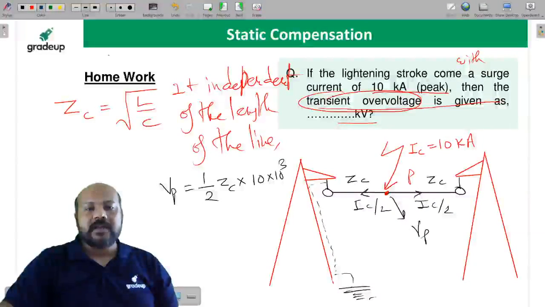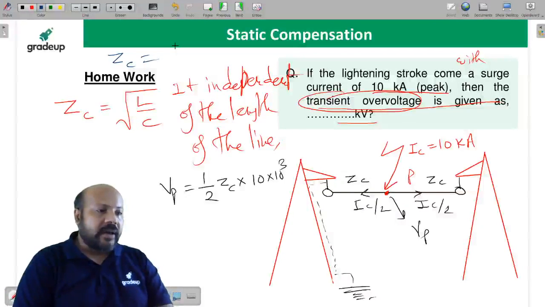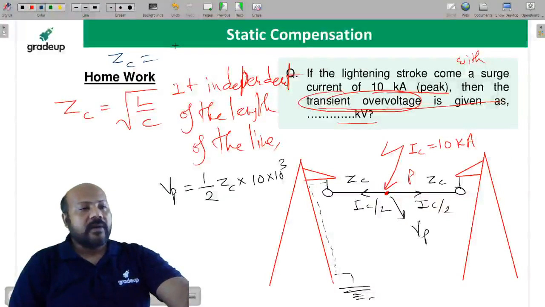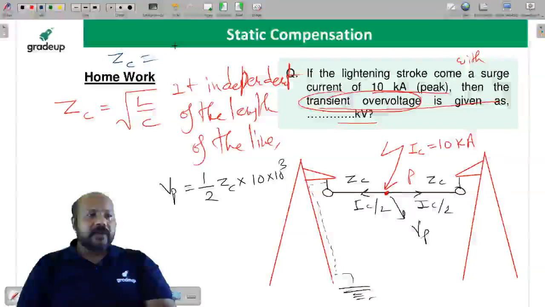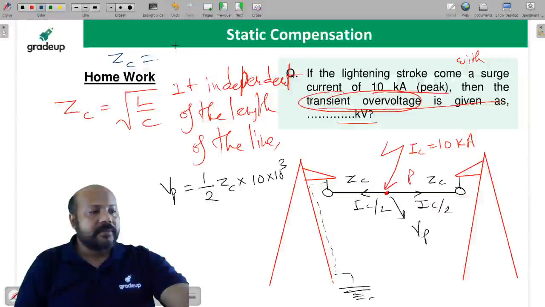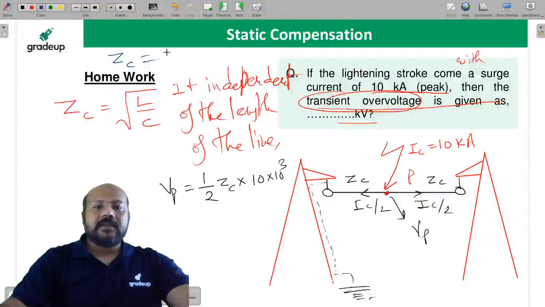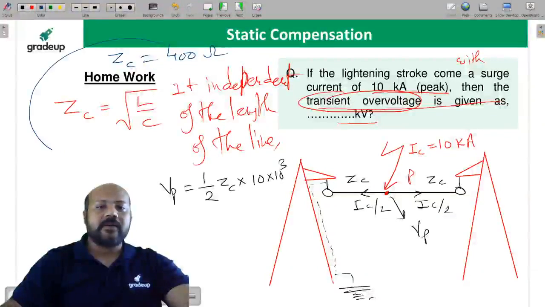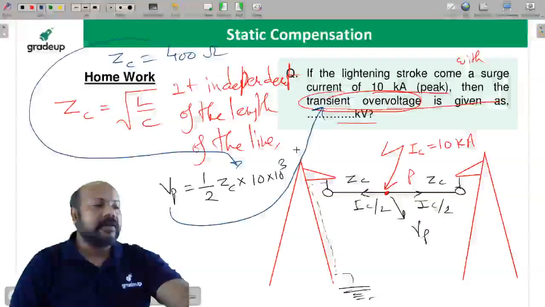So what is the standard value of Zc which you can take here? Tell me, all the candidates on YouTube and Gradeup app. What is the standard value of surge impedance for the transmission line you can take? Do you remember? The standard value is 400 ohms. So you put Zc equal to 400 ohms here, and you will get the transient over voltage which may occur in the system.